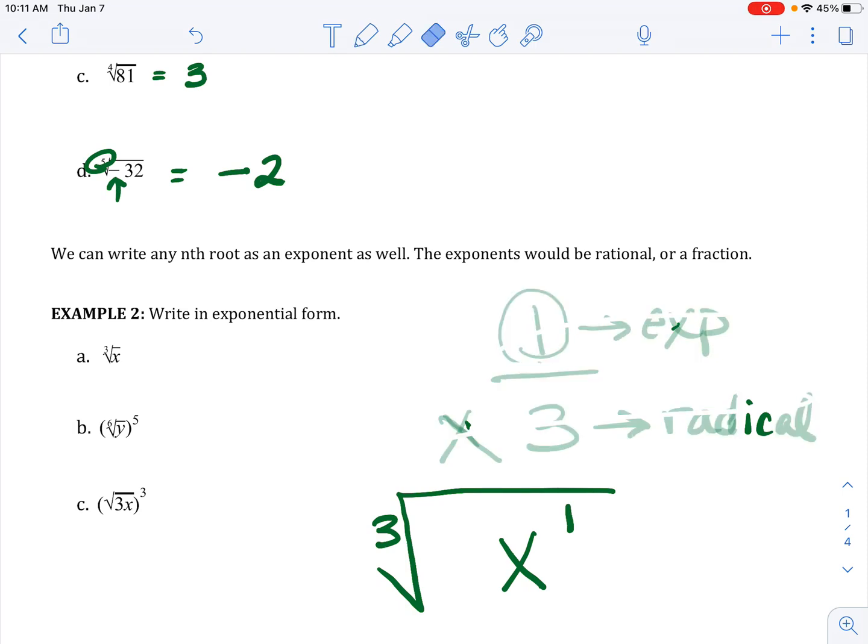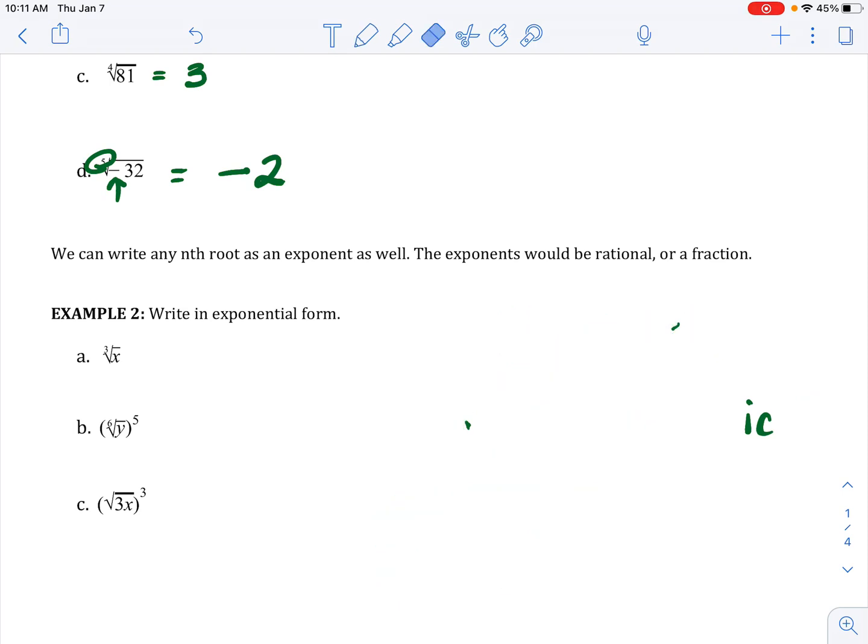So when we're looking at fractions, we're thinking of the top number as the exponent and the bottom number as the radical. So here we have a 1 as our exponent. So what is our exponent? Well, our base is x. The exponent is 1. The radical is 3. So that's x to the 1/3.